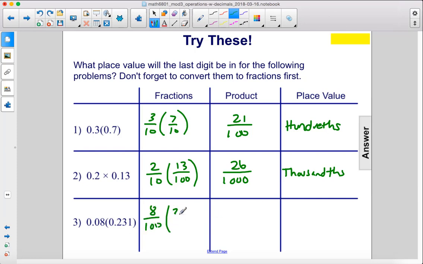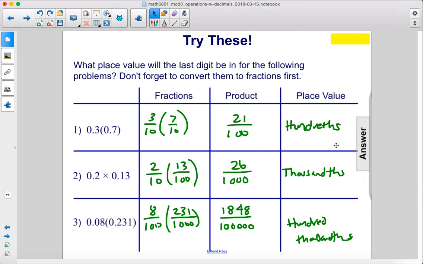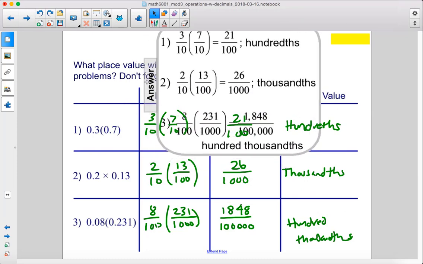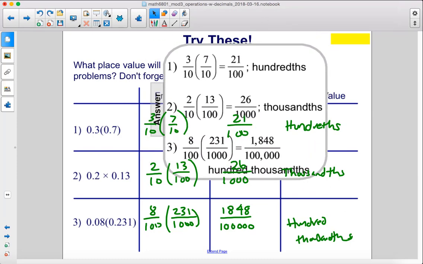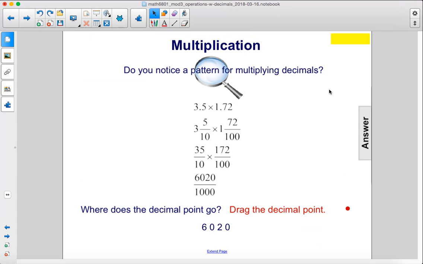And finally we have 8 over 100 times 231 over 1,000, and that would give us 231 times 8 is 1848 over 100,000. So this would be 100 thousandths. And we'll check those answers. Yep, looks good.